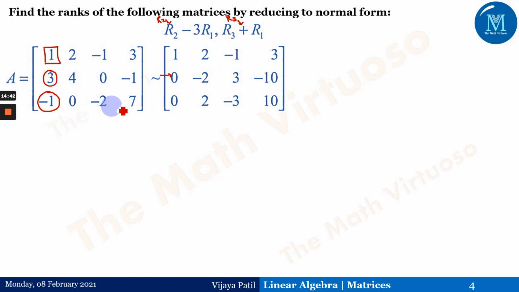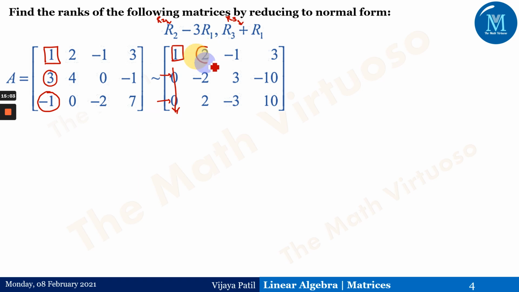Similarly, you can do the same transformation. So -1 plus 1 is 0, 0 plus 2 is 2, -2 minus 1 is minus 3, 7 plus 3 is 10. So we have got the R3 row also changed. So if you observe, below the first row, everything has become 0.